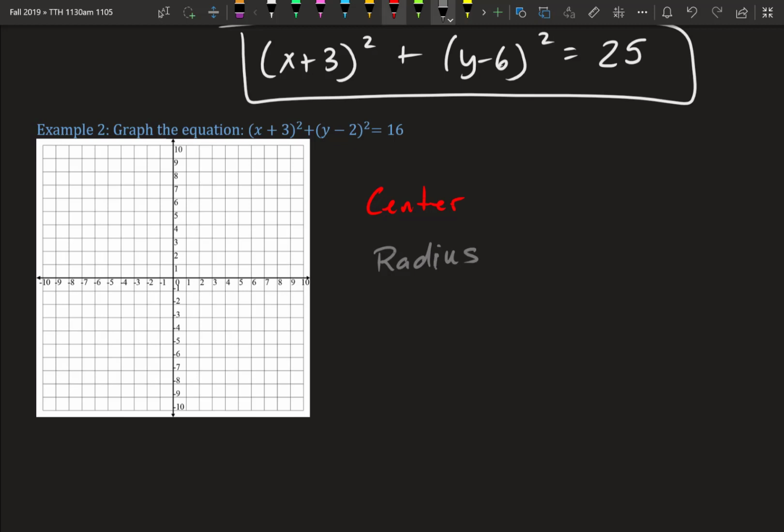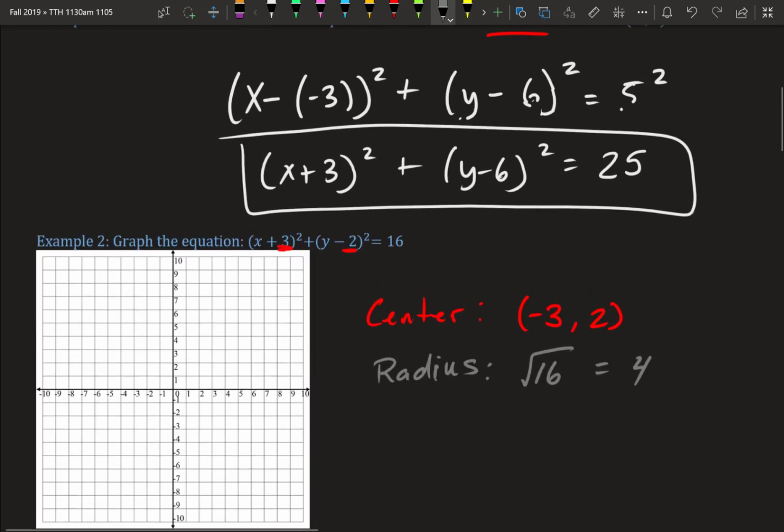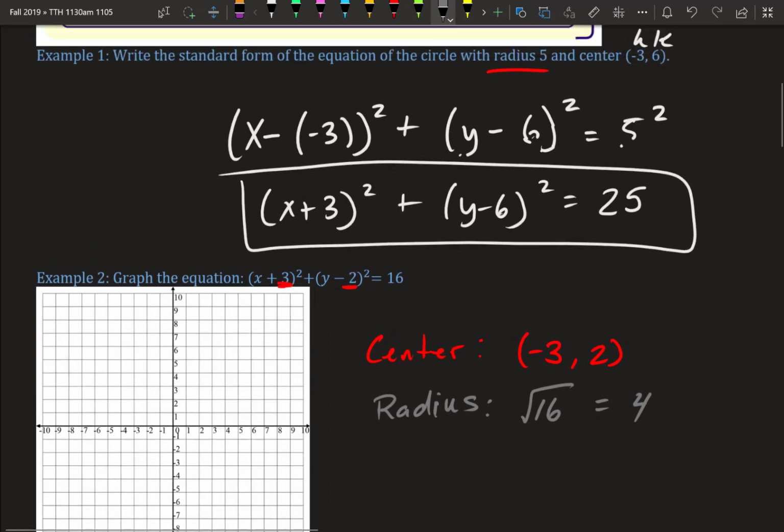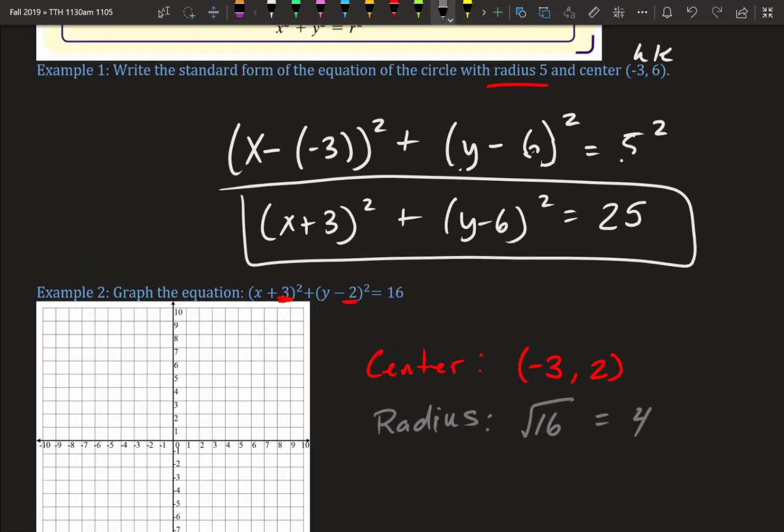So the center is the opposite of what is given. So the opposite of positive 3 is negative 3. The opposite of negative 2 is positive 2. And the radius is always square rooted. So the square root of 16 is 4. And that's because we work backwards from what we already did. So if you want to go from here to here, this way, we plug it in, signs change, and we square it. So the opposite way is we take the opposite signs out and we square root it.